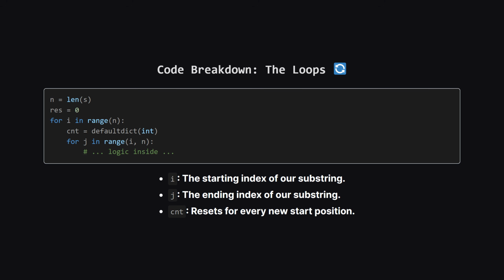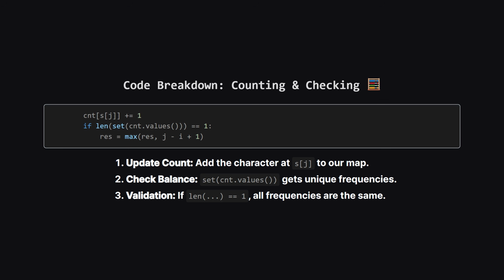Then, we have an inner loop with J that goes from I to the end of the string. This J represents the end of our current substring. Inside the inner loop, we are looking at the character at position J. We increment its count in our dictionary.